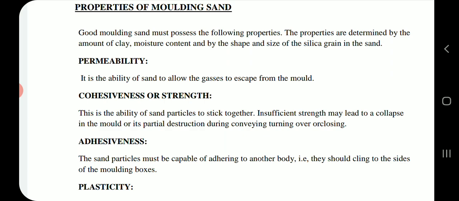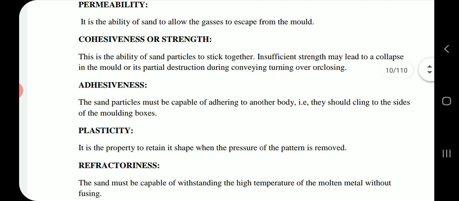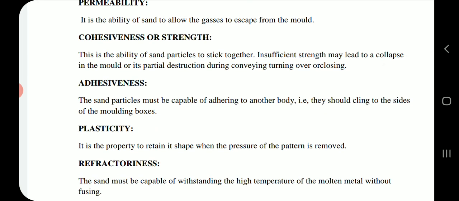Adhesiveness. The sand particles must be capable of adhering to another body, that is, they should cling to the sides of the molding boxes. Plasticity. It is the property to retain its shape when the pressure of the pattern is removed. Refractiveness. The sand must be capable of withstanding the high temperature of the molten metal without fusing.